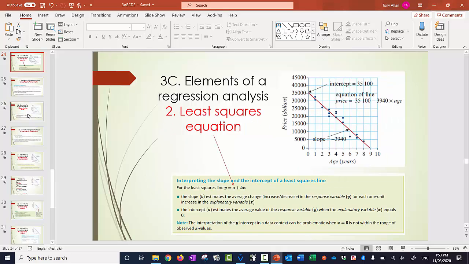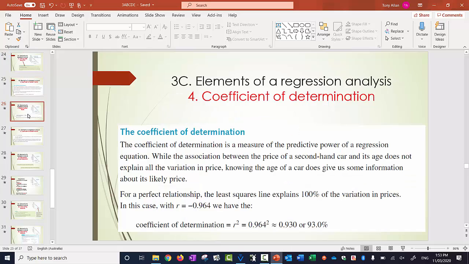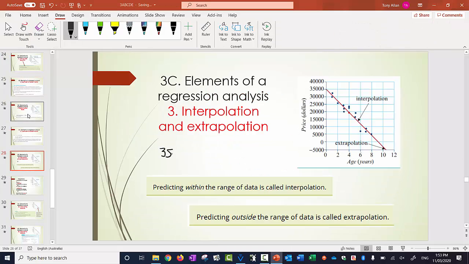Equation here. So y, or at least price, is 35,100 minus 3940 times age. So you've got a 6-year-old car. You're going to put age in there, and we'll do it on the next slide. But you put age into that equation and work out what the value of the car is for 6 years. That is when you are given the age.